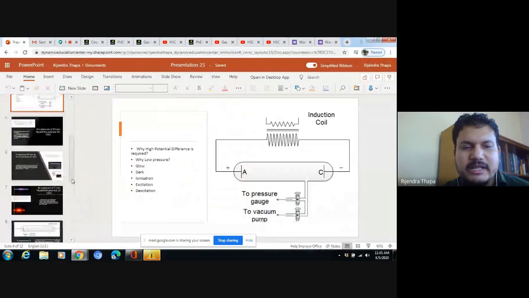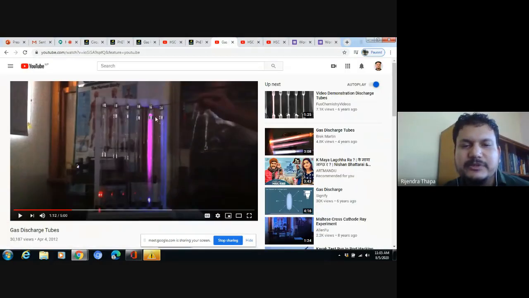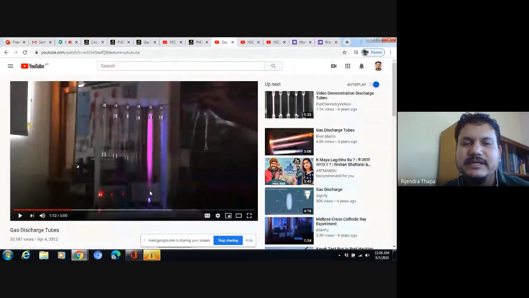At a pressure of 1 mm of Hg, the positive column detaches itself from the cathode and moves towards the anode. As you can see here, this positive column has detached from the cathode and is moving towards the anode. Then a blue luminous glow appears on the cathode, known as negative glow. A dark space appears between the positive column and the negative glow, called the Faraday's dark space. So this was when the pressure was 1 mm of Hg.